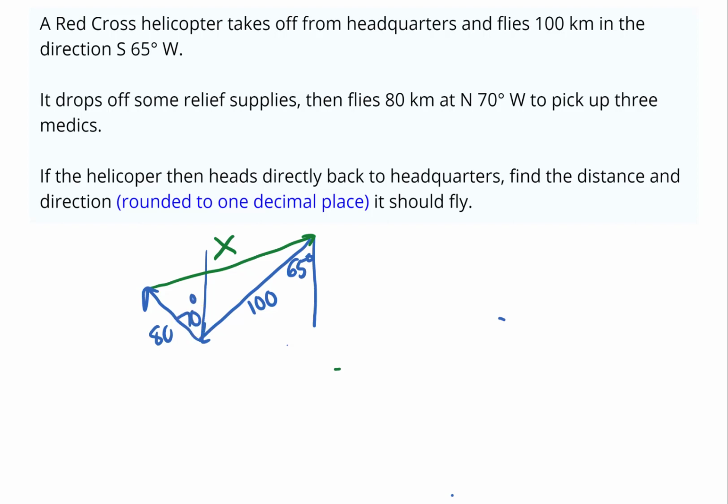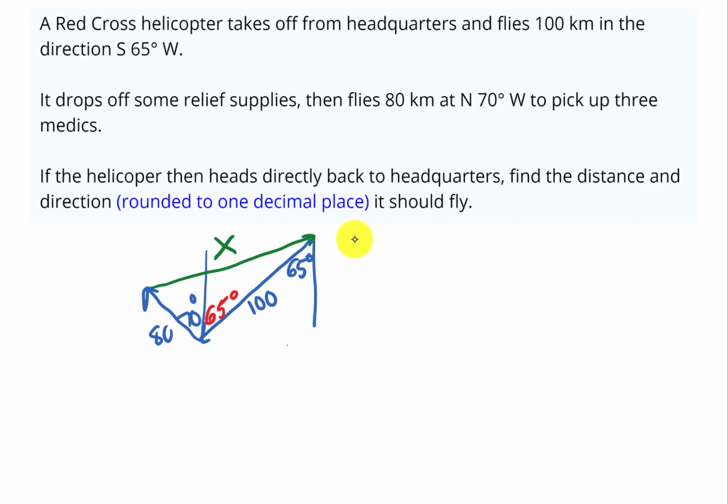I do have 70 degrees. If I can find out this other angle, and I can because this is north and south, they're parallel. They're cut by this transversal, so this alternate interior is 65, and the one over on the other side down here is also 65. So now I have an angle, and I have side angle side, and I can use the law of cosines to find that side length x.